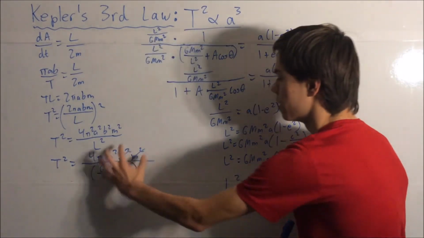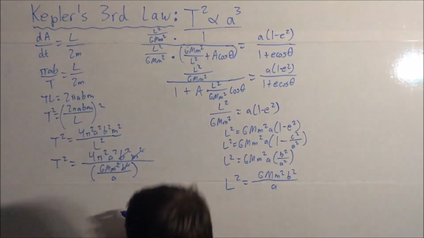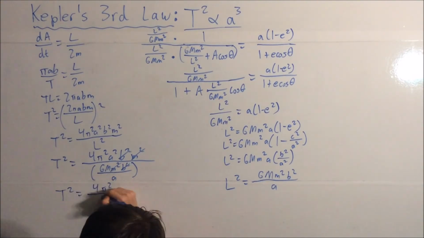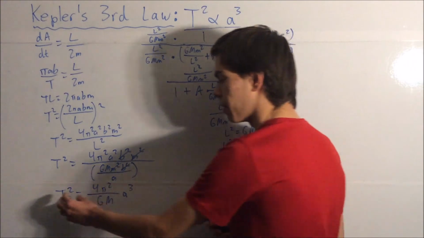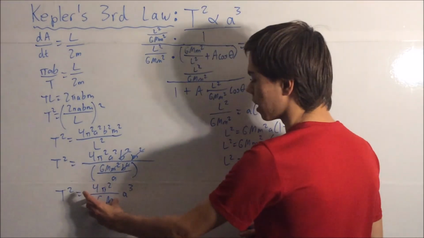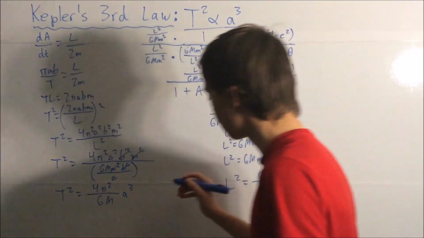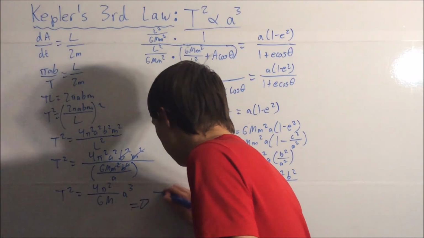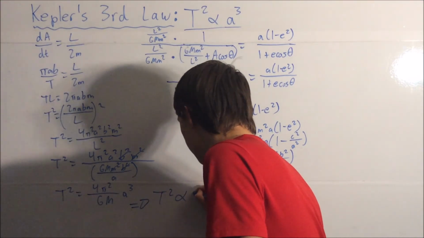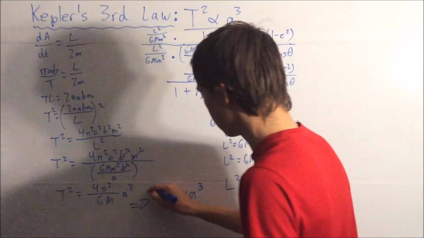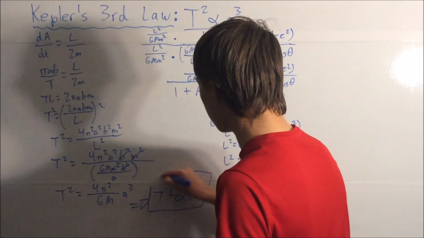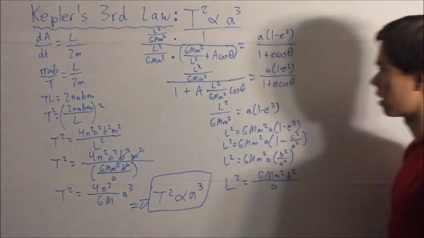So now we can rewrite this side of the equation as this. We can see that we have T squared equals some constant times a cubed, and as a result, this means that T squared is indeed directly proportional to a cubed. And so this verifies Kepler's third law.